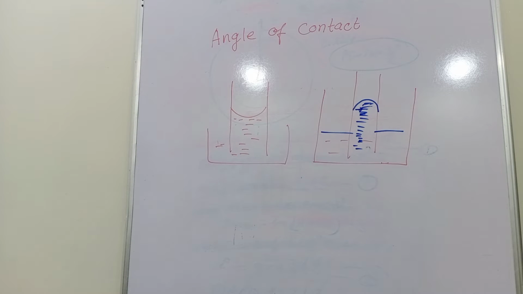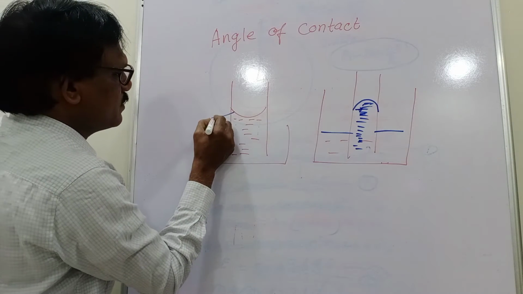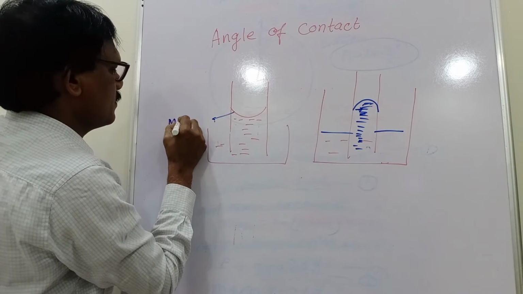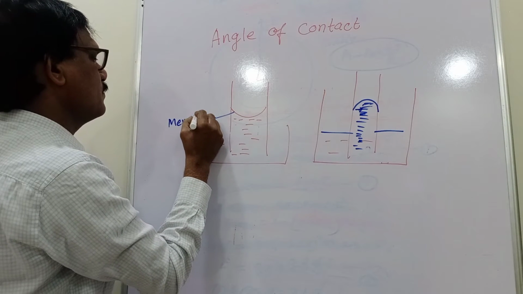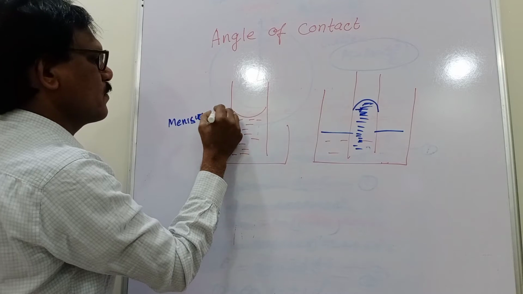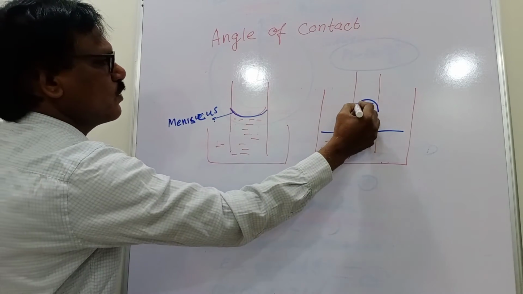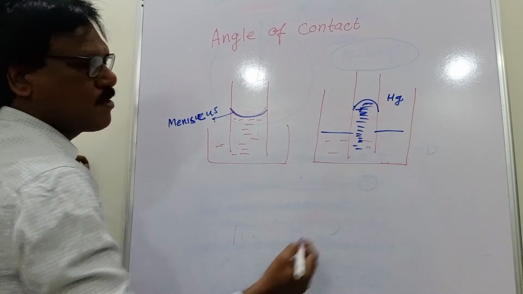One is called cohesive force and one is called adhesive force. So what is the theory of cohesive force and adhesive force? And then we can discuss the shape of the meniscus. This is a concave meniscus, and this is a convex meniscus in case of mercury.